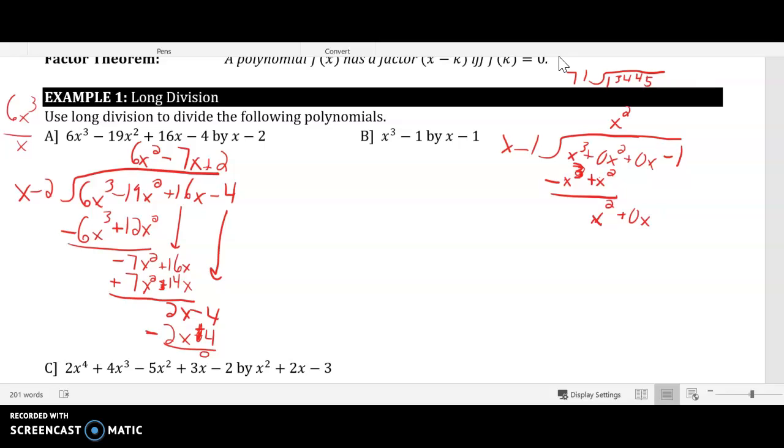So x goes into x squared x times. X times that is x squared minus x. Change your signs. Cancels. x. Bring down your negative 1. How many times does x go into x? 1. 1 times that is x minus 1. Change your signs. And we get no remainder again. That means something, and we'll look at that here in a little bit.